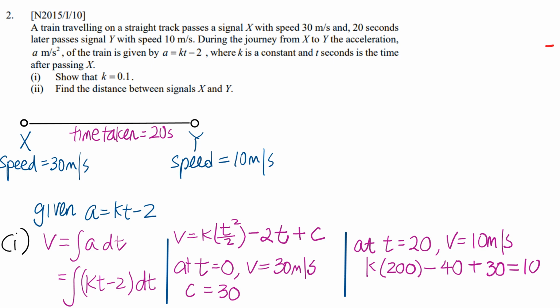Right, so you realize that there are actually two unknowns there. You have k being unknown, c is also unknown. So substituting t to be 0, velocity to be 30 meters per second helps you find the constant c. However, to find the constant k, you need to substitute t equals 20. At t equals 20 seconds, the velocity is 10 meters per second. So you substitute into kt squared over 2 minus 2t plus 30 equals 10. And from there, you can show that k is equal to 0.1. So that's part 1. For part 2, we're supposed to find the distance between signals X and Y.